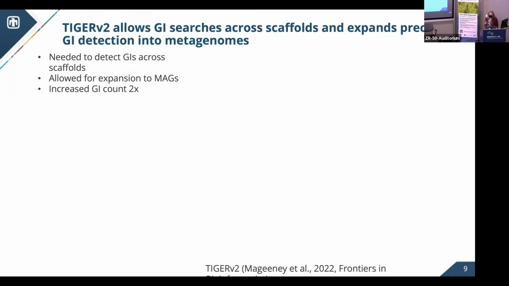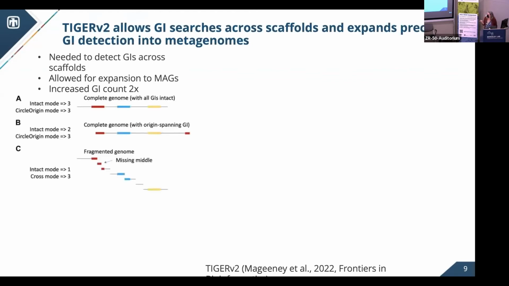And in doing this database speed up, what this allowed us to do, working with Gary Trubel, was to make Tiger version 2 that could search across scaffolds, and it can expand this precise genomic island detection into metagenomes. So we really needed a way to do this. And when we did this, we thought about our original question.